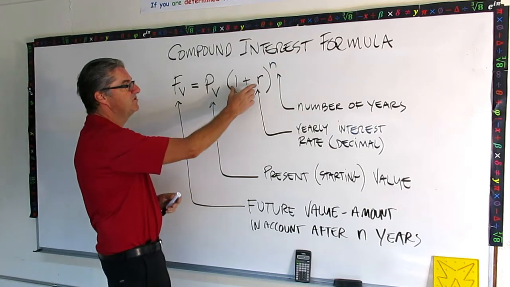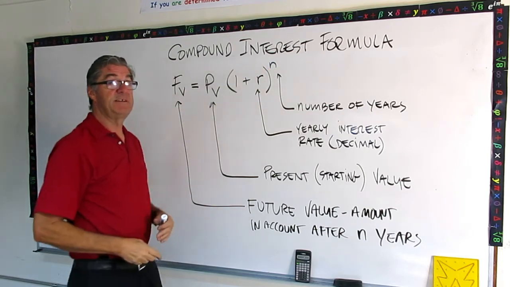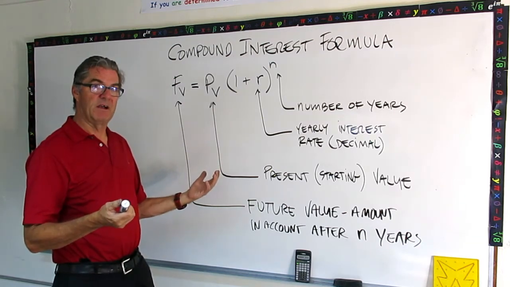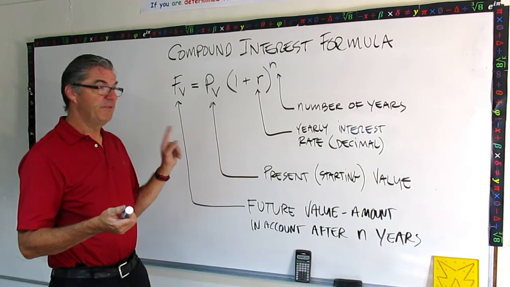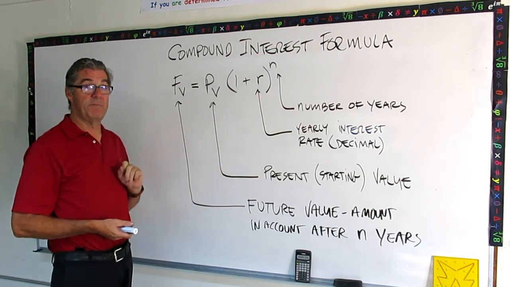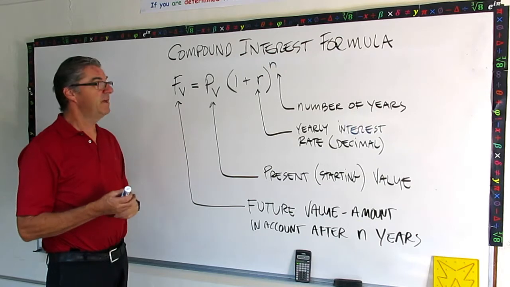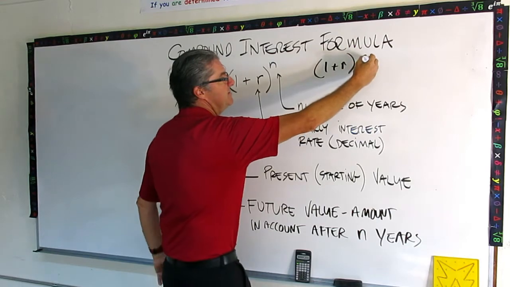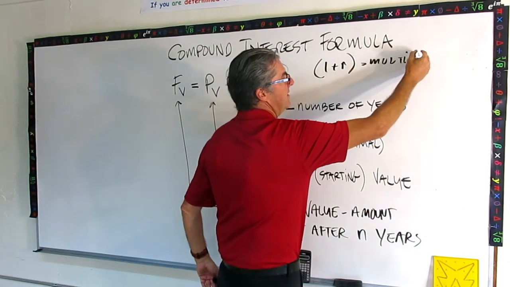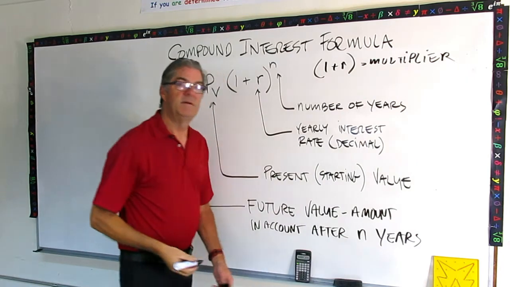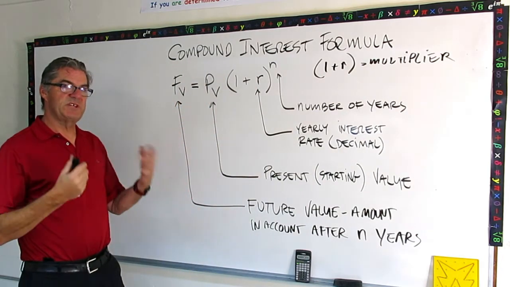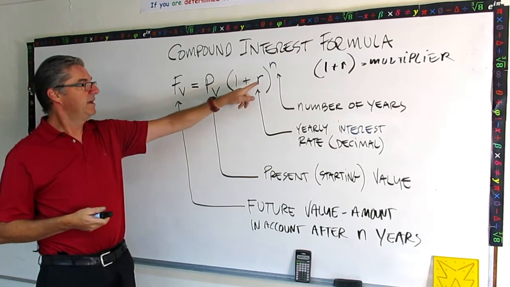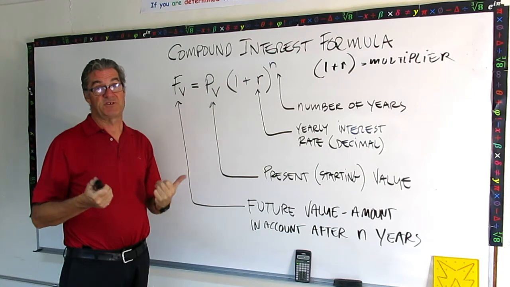And notice that this is 1 plus R raised to the n power. Now, I haven't talked about the multiplier, but it's here. Look at that equation and see if you can tell me where the multiplier is. Check this out. 1 plus R is the multiplier. It's a shortcut. We don't use the percentage addition stuff and change to a decimal. It's going to be a decimal right away.